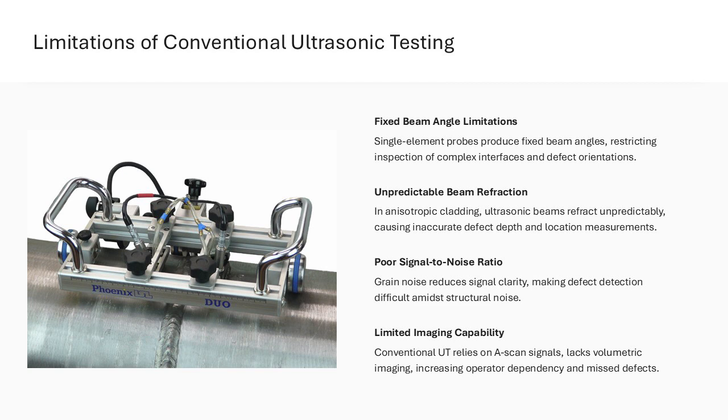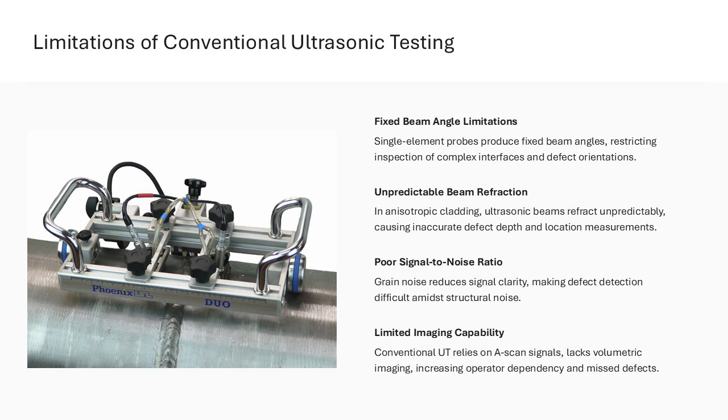In anisotropic cladding, the ultrasonic beam can refract unpredictably, leading to inaccurate depth sizing and location errors. Additionally, the signal-to-noise ratio is often poor due to grain noise, making it difficult to distinguish real defects from structural noise. Conventional UT also lacks the capability to generate comprehensive images of the inspected volume, relying instead on A-scan signal interpretation, which is highly operator-dependent.